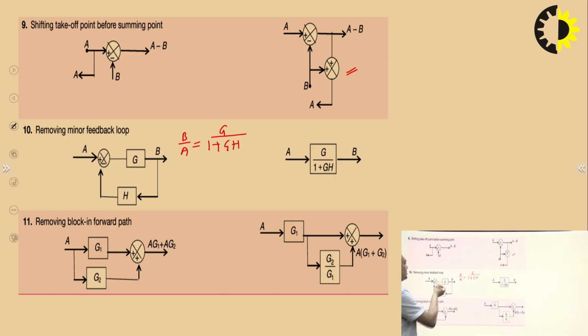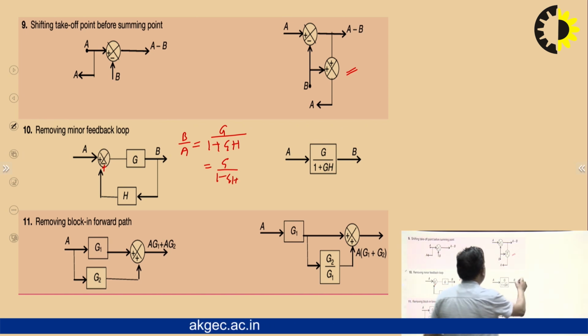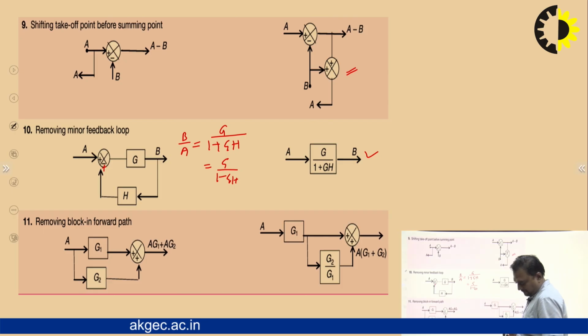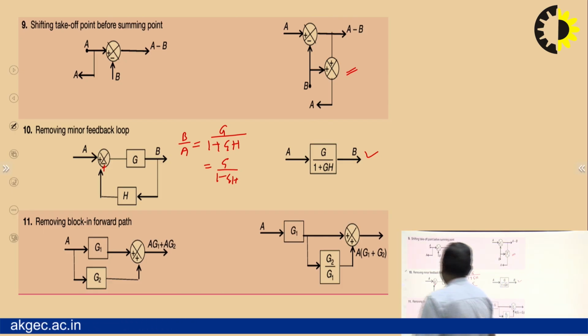So, this can be easily eliminated. When plus minus is given, then this sign is plus, and if here plus sign is given, then we are getting the output G upon 1 minus GH. So, this is how we can eliminate the minor feedback loop. Okay. Now, removing block in forward path.